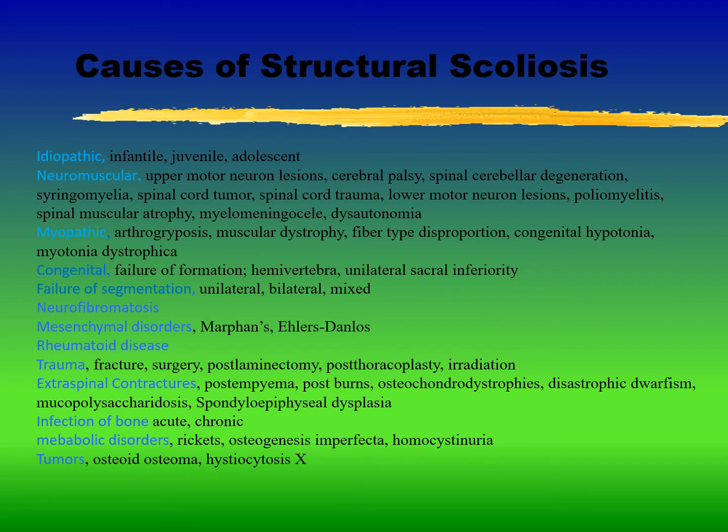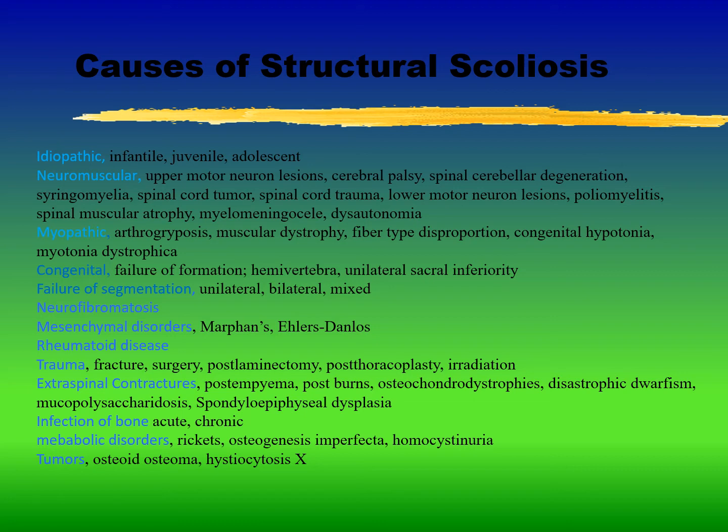Rheumatoid, I haven't really seen rheumatoid create a scoliosis. Trauma, of course, if you have a fracture, could obviously affect the structure and then create adaptation to that. Extraspinal contractures can go up into our neuromuscular stuff, because some of those are spinal and extraspinal, but there are few conditions that can help lead to that. Infection of the bone often can cause a compression fracture because of the pathological fracture of the vertebrae, creating an adaptation, which could create a scoliosis.